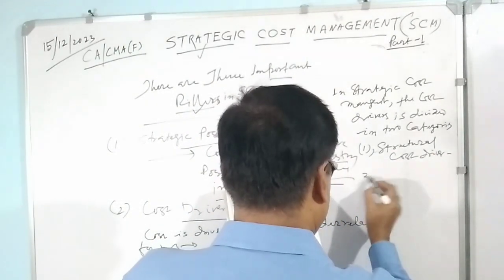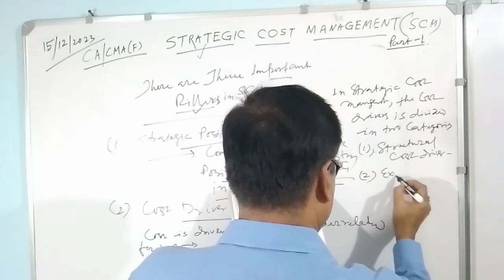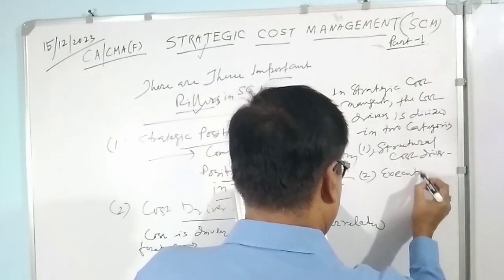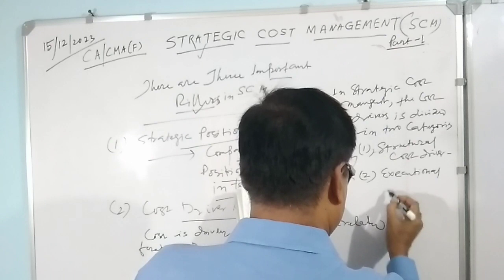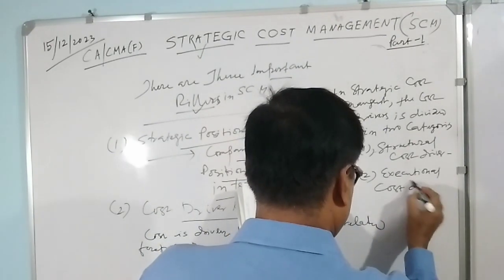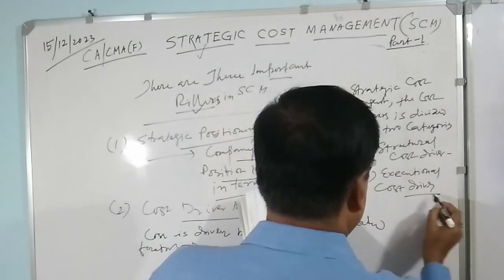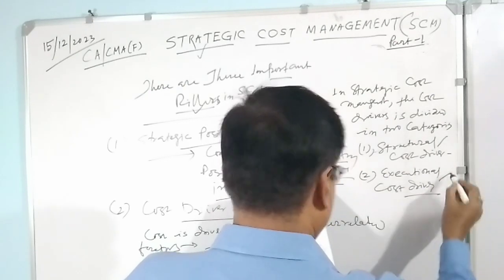And number 2, executional cost driver. You see there are 2 types of driver. One is structural, one is executional.